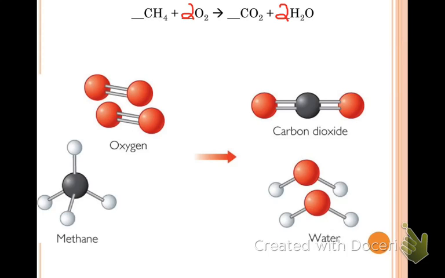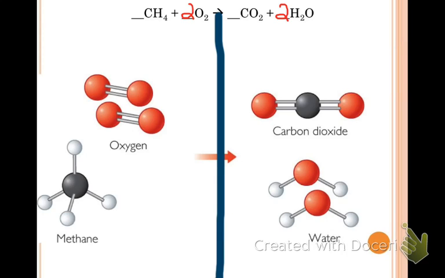So I'm going to draw a line between the reactants and the products. So here in methane, we see that we have a central carbon and 4 hydrogens attached to it. For the oxygen, we have 2 oxygens bound together because these are diatomic molecules, and then we have a total of 2 diatomic molecules attached to one another.